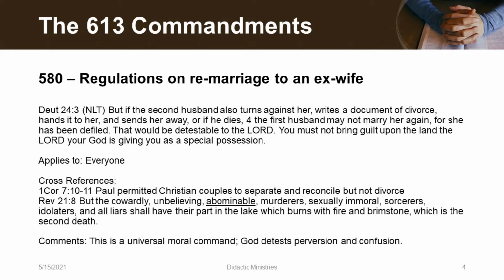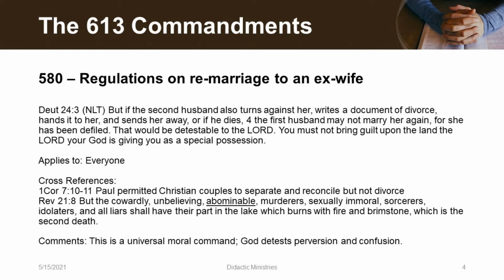In 1 Corinthians chapter 7, verses 10 and 11, the Apostle Paul permitted Christian couples to separate for a time in order to cool off and then reconcile, but not divorce. This is an indication of how much God hates divorce.